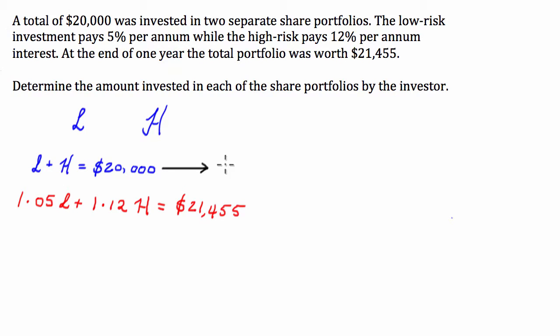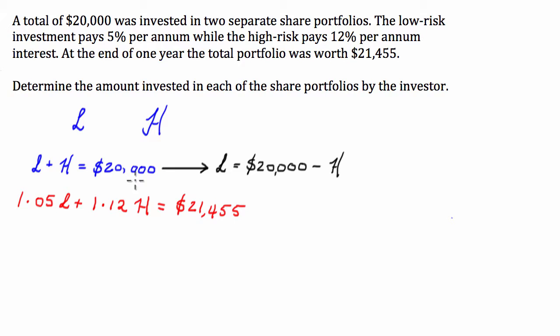I'm going to rearrange this so the low risk portfolio is equal to $20,000 subtract the value of the high risk portfolio: L = 20,000 - H. All I've done is move the value of the high risk portfolio to the other side of the equation. Now we have L in terms of H, I can substitute, like the substitution method suggests, this into our second equation.